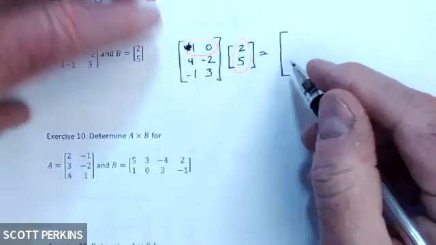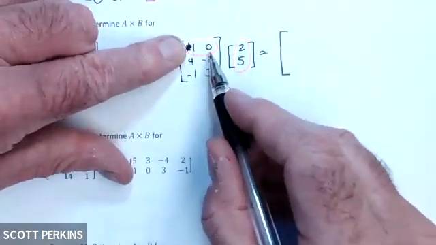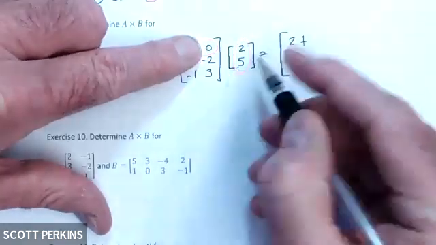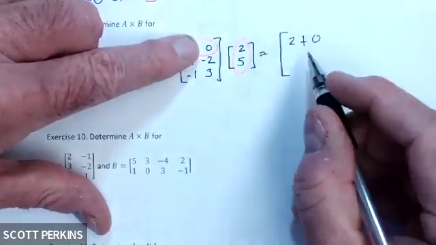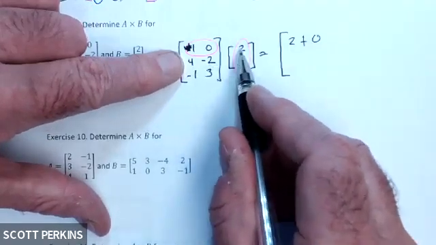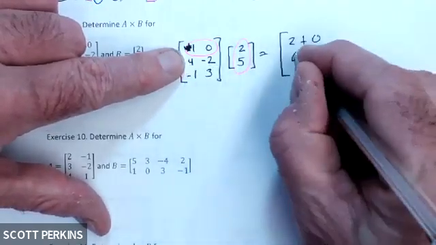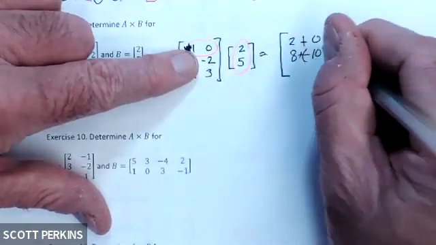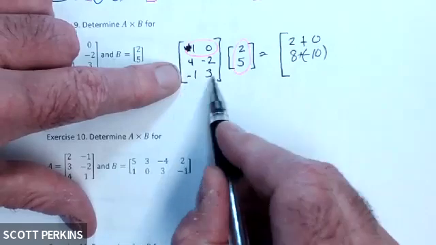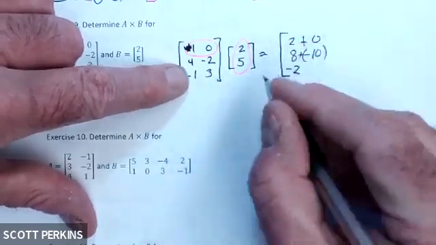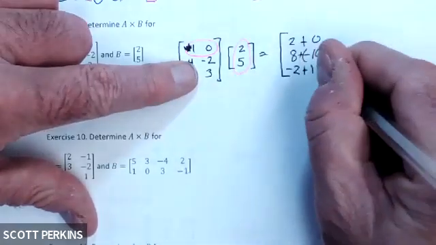So that's why I just keep going down to the next successive row. Okay, great question. So here we go. I'm going to take the 1 and the 0 times the 2 and the 5. So 1 times 2 is 2, plus 0 times 5 is 0. I'm going to go down to the next one. I've got 4 and negative 2 is the next row, times 2, 5. So 4 times 2 is 8. Negative 2 times 5 is negative 10. And then last but not least, I've got my last row times the column. So negative 1 times 2 is negative 2. And then plus 3 times 5 is 15.